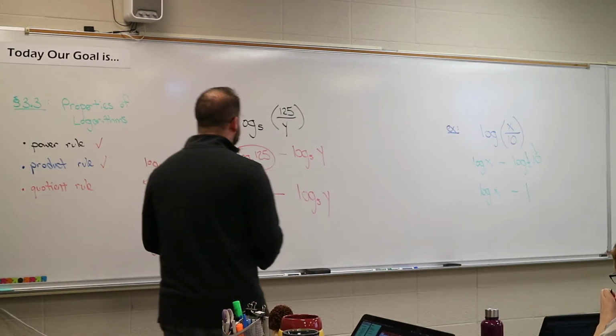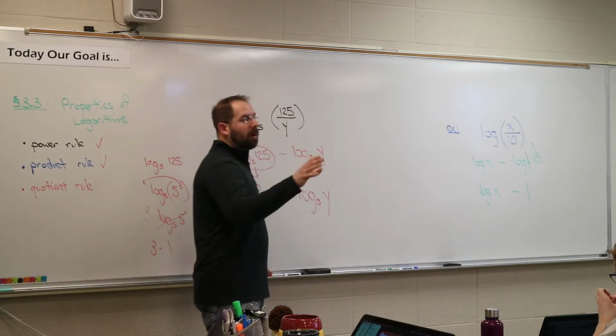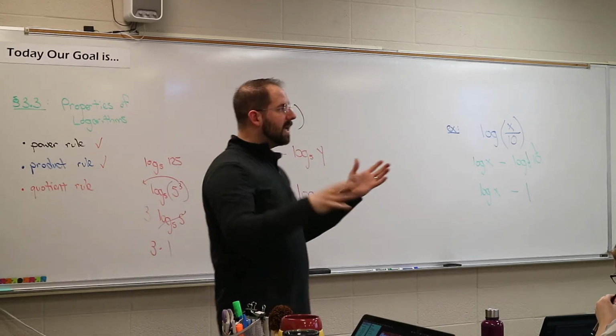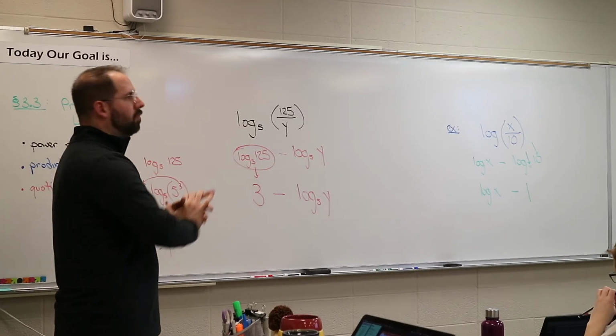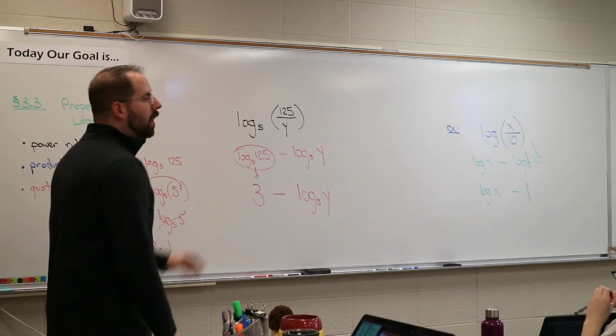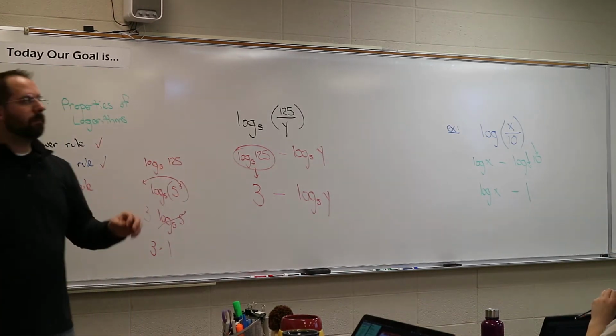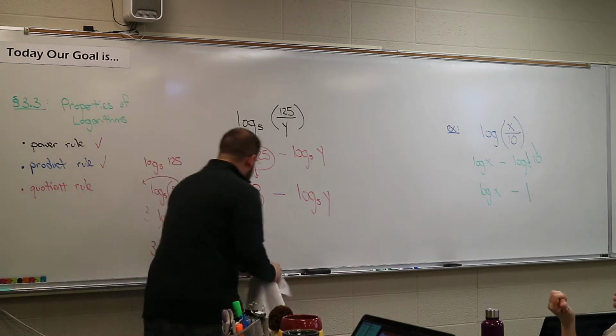Okay. All right. So it seems like we have a pretty good handle on the 3 properties. There weren't too many mistakes, just simple little errors. It wasn't like major things that we were trying to figure out. Quotient rule. Okay. So let's check this off.